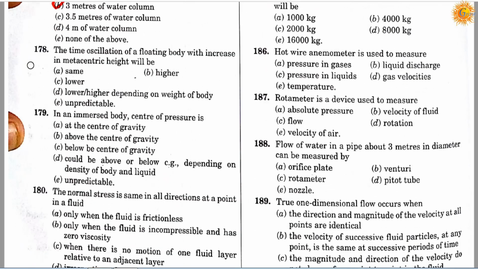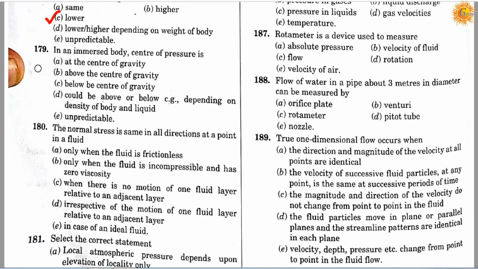Question number 178. The time of oscillation of a floating body with increase in metacentric height will be: Option A is the same, option B is higher, option C is lower, option D is lower or higher depending on weight of the body, and option E is unpredictable. So correct answer is C. The time of oscillation of the floating body with increase in metacentric height will be lower.